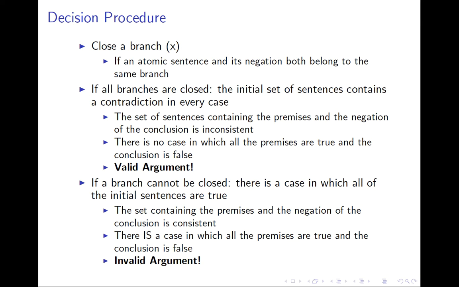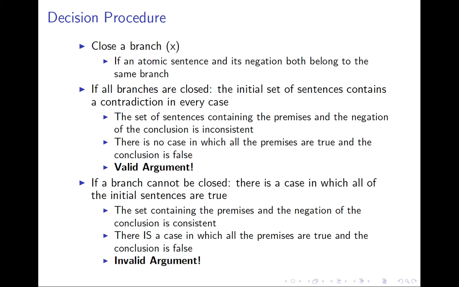If all branches are closed, that means that the initial set of sentences contains a contradiction in every case, because we said that each branch represents a given case. Therefore, the set of sentences which contains the premises and the negation of the conclusion has to be inconsistent, which is saying, in other words, that there is no case in which all the premises are true and the conclusion is false, which is the literal definition of a valid argument.